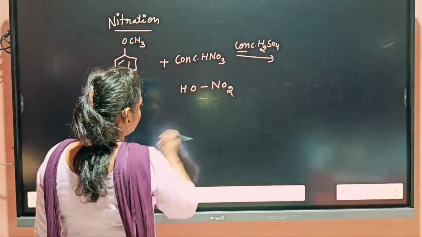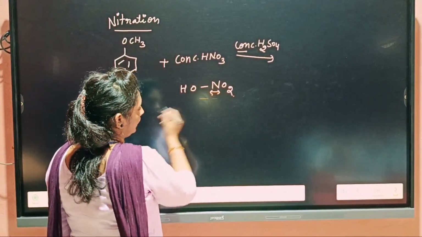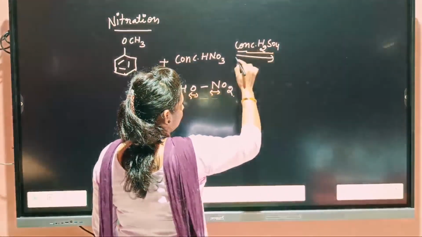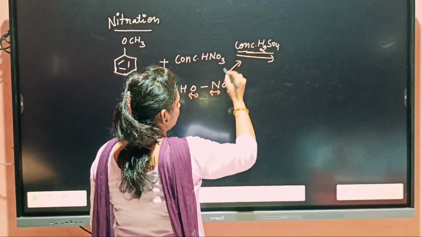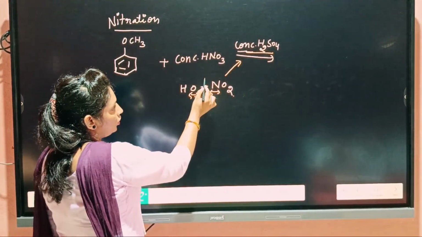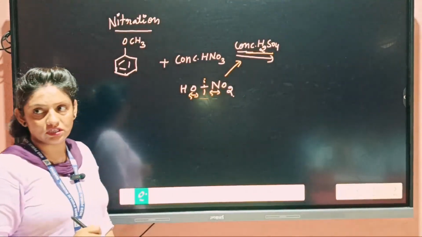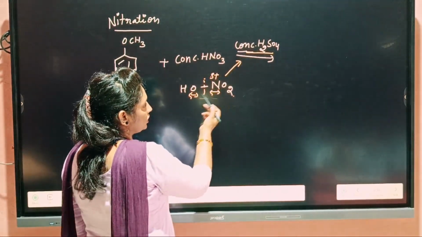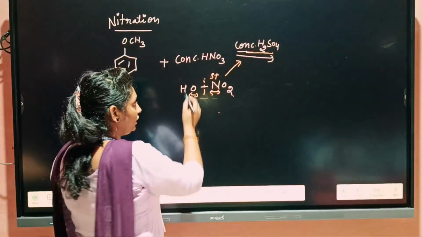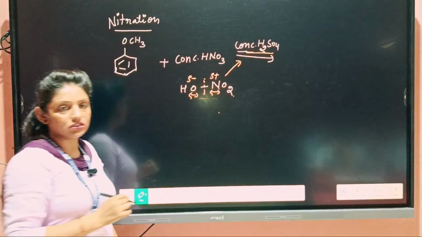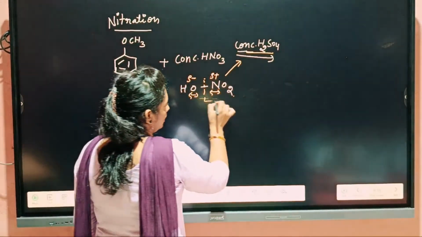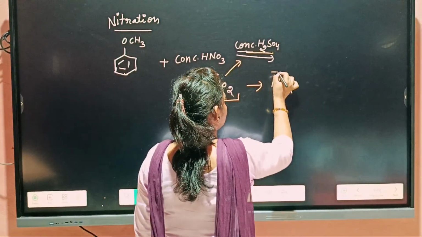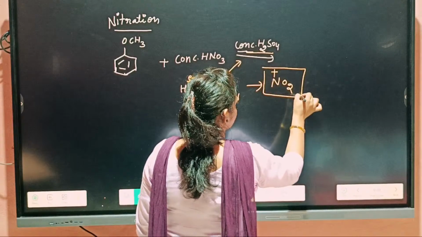in this way. Here this nitrogen is less electronegative as compared to this oxygen. So this concentrated sulfuric acid will help to break this bond between oxygen and nitrogen. Here positive charge will be attained on nitrogen, as it is more electropositive as compared to oxygen, and negative charge will go to oxygen. So here generation of the electrophile takes place, and the electrophile is this one.